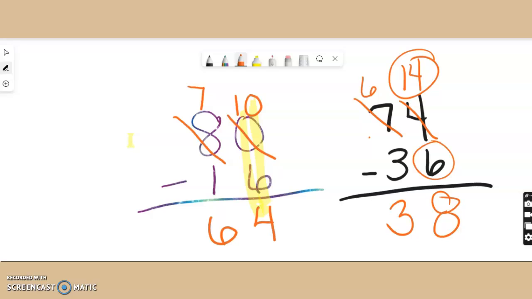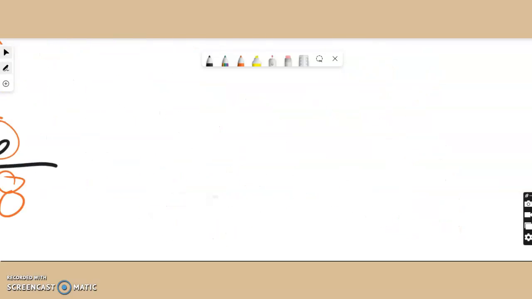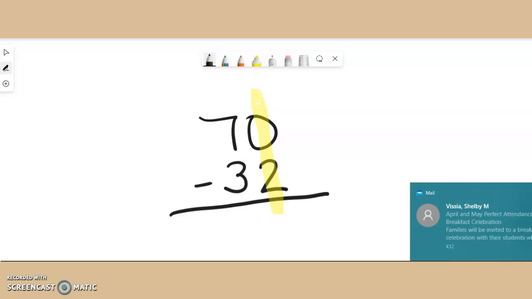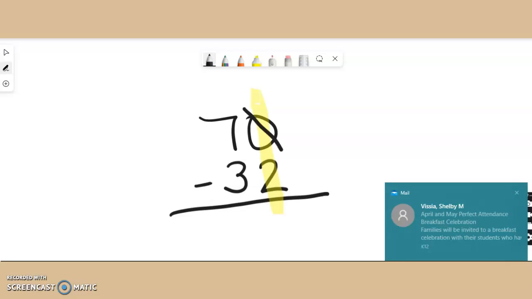Those are your two different problem scenarios that you could possibly have. Remember, you put the one that you borrow next to it. So let's take a look at another problem here. You have 70 minus 32. So then here, we're looking at this row. We go top to bottom, right to left. So we start with 0 and we have to take 2 away. You cannot do that. So you have to borrow.